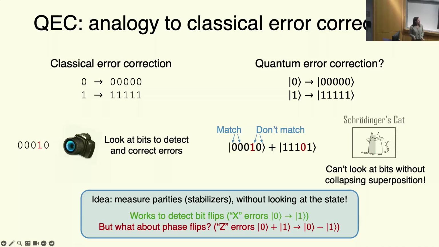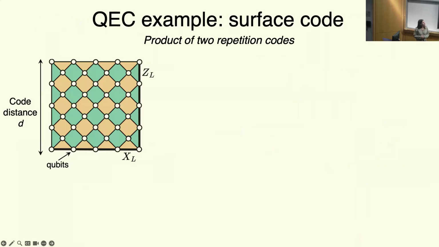So how are we able to protect against both types of errors? The most famous example of this is called a surface code. This was kind of a paradigmatic quantum error correction code. And you can think of it as a product of two repetition codes. One whose job is to detect bit flip errors. The other whose job it is to detect phase flip errors.